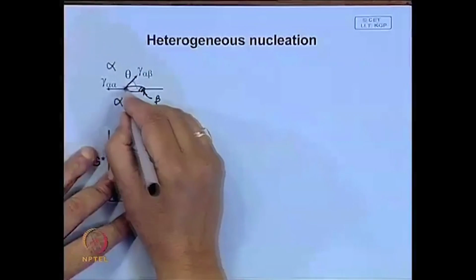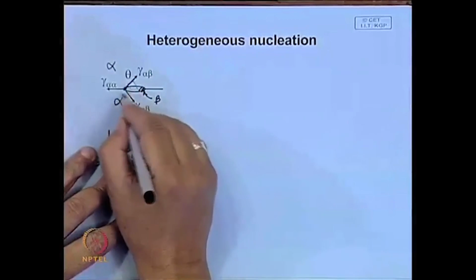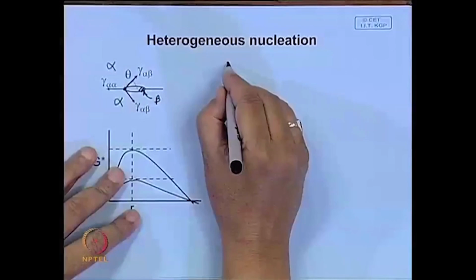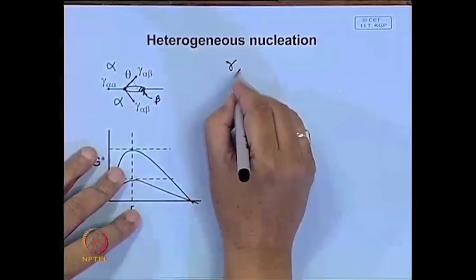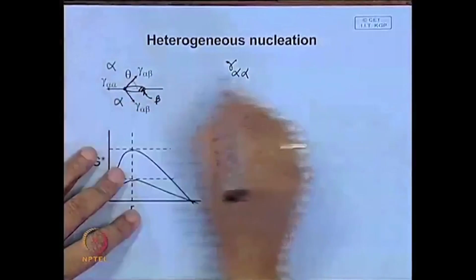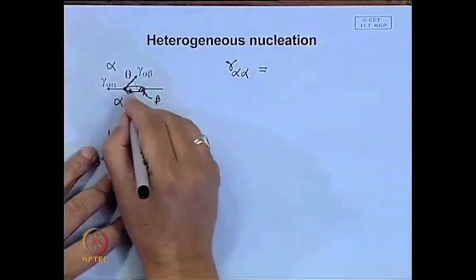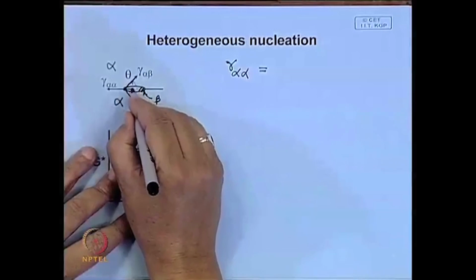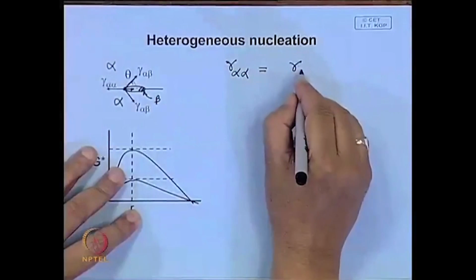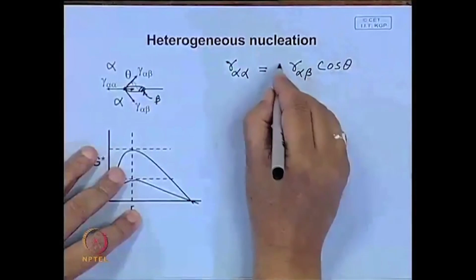and so these are surface tensions, and at this point the forces should be in equilibrium. So, that means this relation should be satisfied: gamma alpha alpha, that is the force acting along this boundary, should be equal to the force acting in this direction, which is the horizontal component of gamma alpha beta, cos theta, twice.